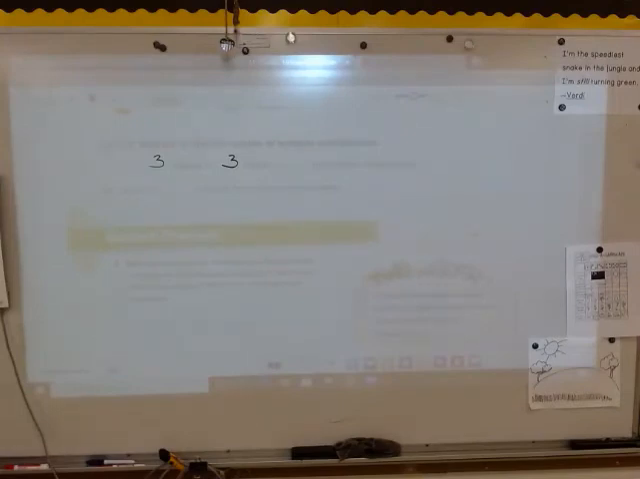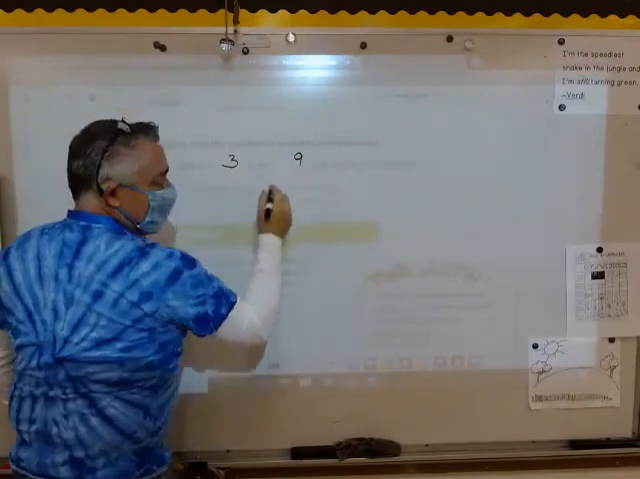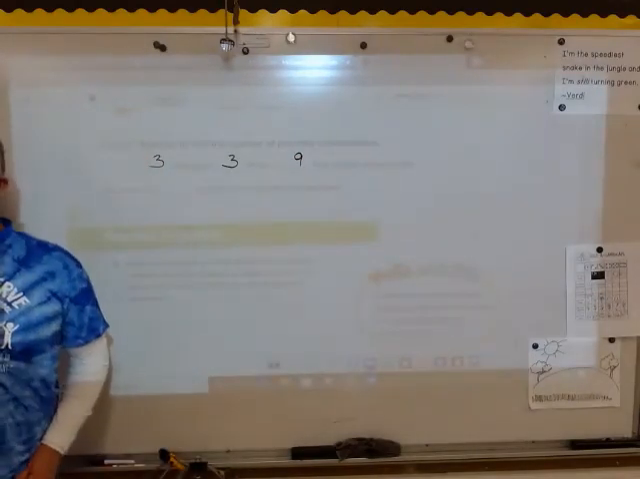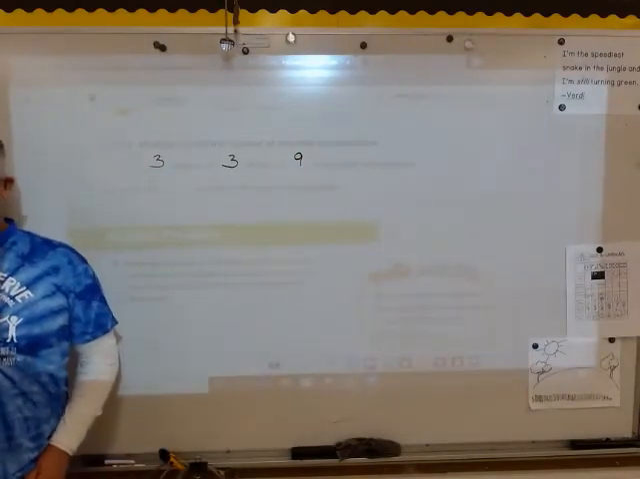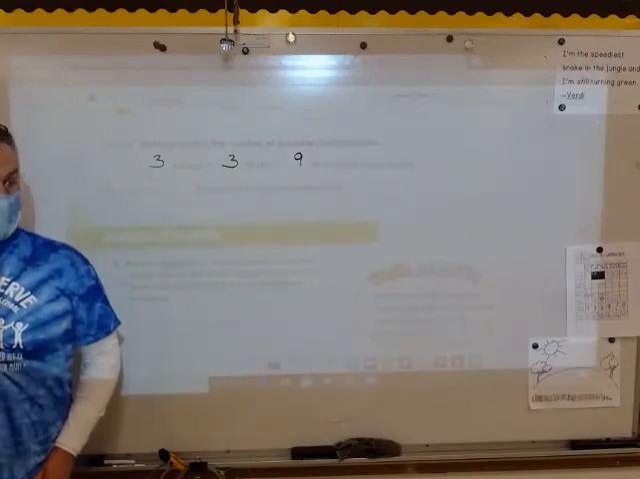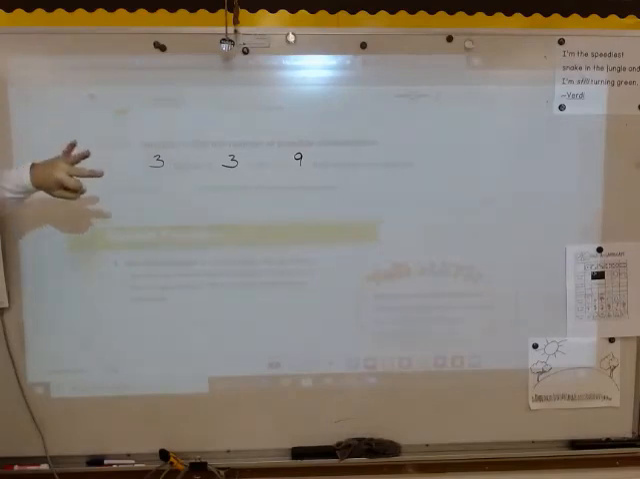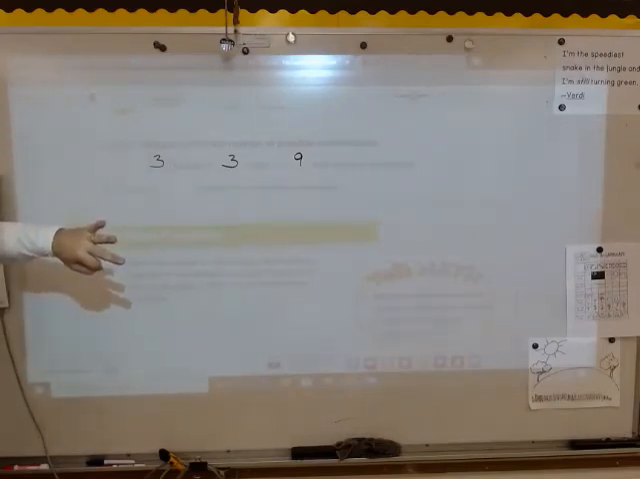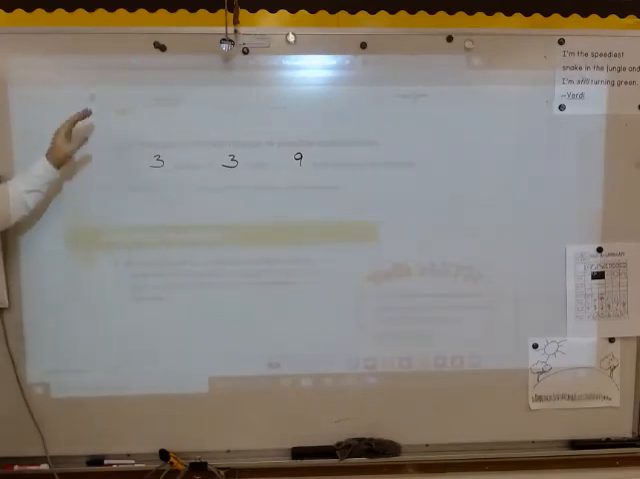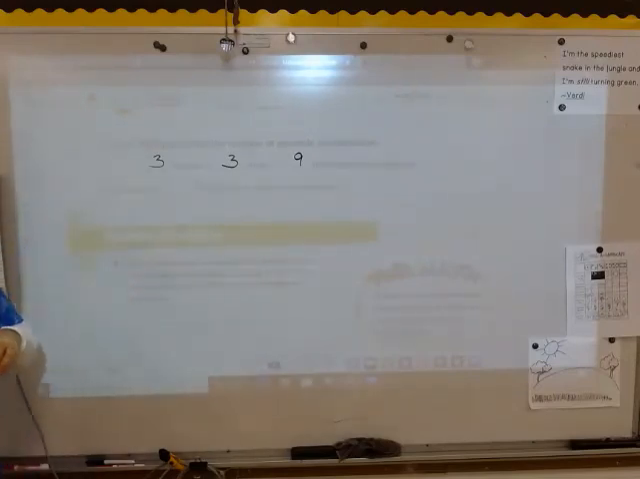What's 3 times 3? 9. And if you go down the edge and you counted all the different combinations, you should have gotten 9 different combinations, right? Okay. 3 for the mango, 3 for the strawberry, and 3 for the vanilla. You end up with 9. So the organized list is good, but you can also multiply to find the answers.